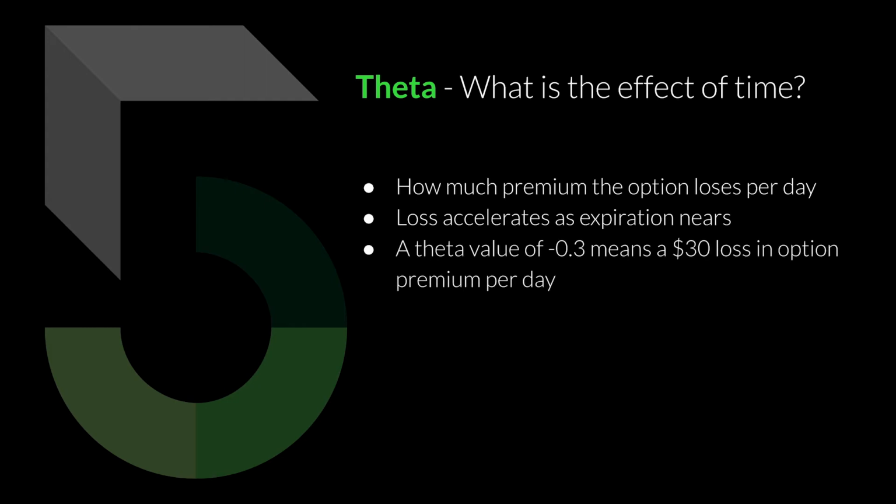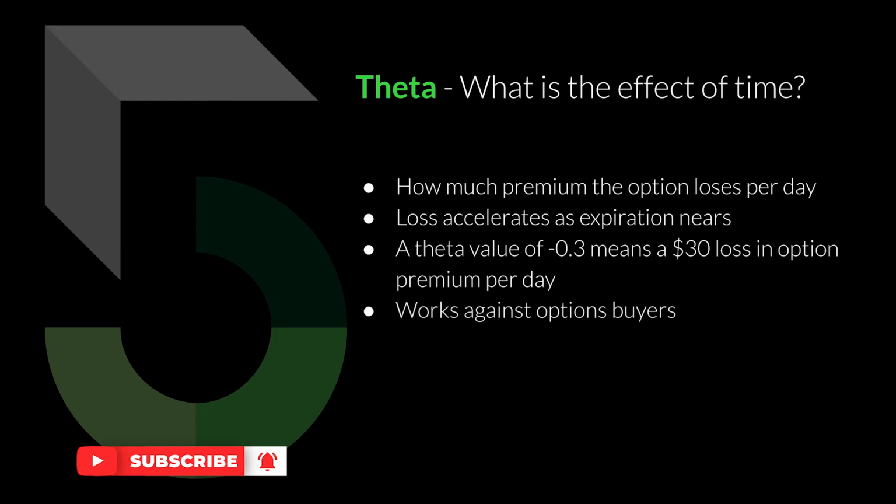So for an example, a theta value of -0.3 means a $30 loss in option premium per day. Now again, when you look at these values, you have to realize that it is a multiple of 100. One contract controls 100 shares, so we have to multiply it by 100. So -0.3 means a $30 loss in the premium, on a per day basis.